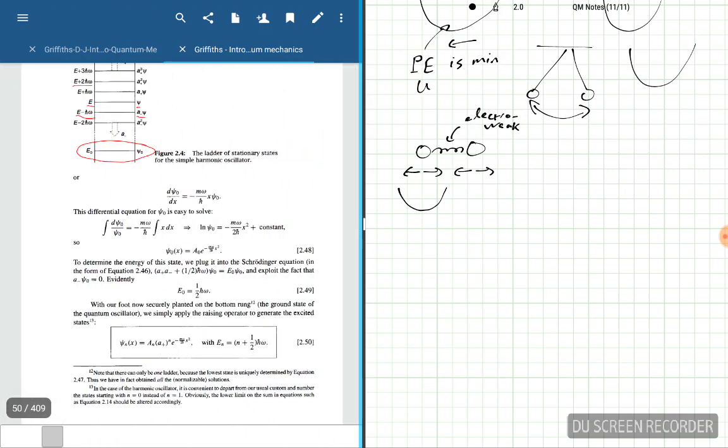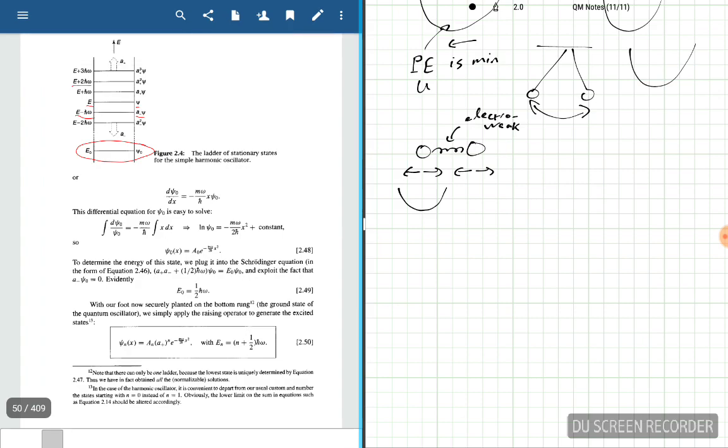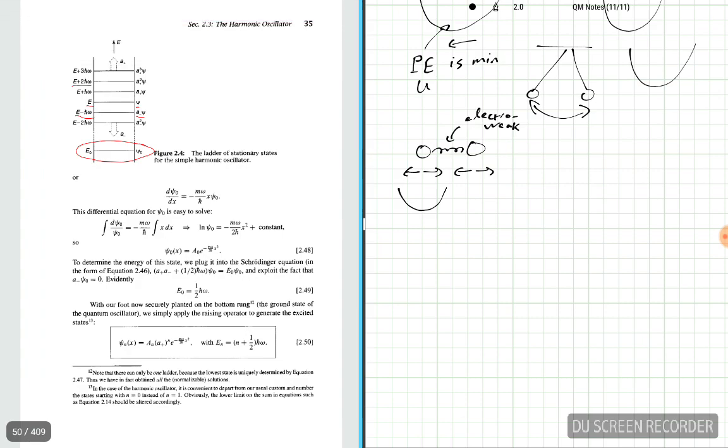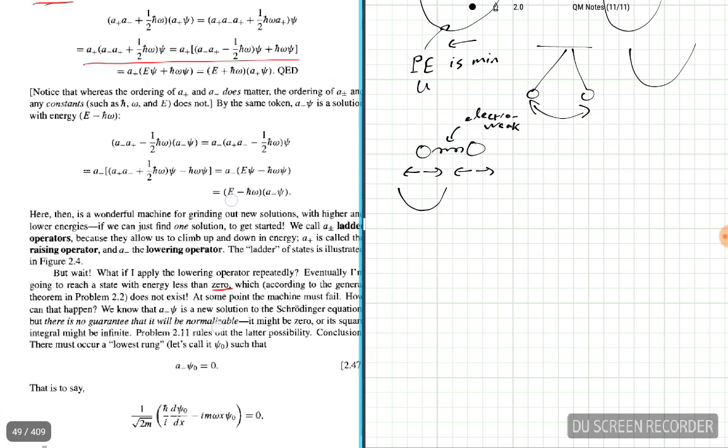Hopefully that convinces you why it's important to consider this part here. While our ladder operators are very useful and very nice, like I think we've shown, it's a really nice, easy way to calculate going up an energy level, down an energy level. However, we do need to justify that there is a bottom.